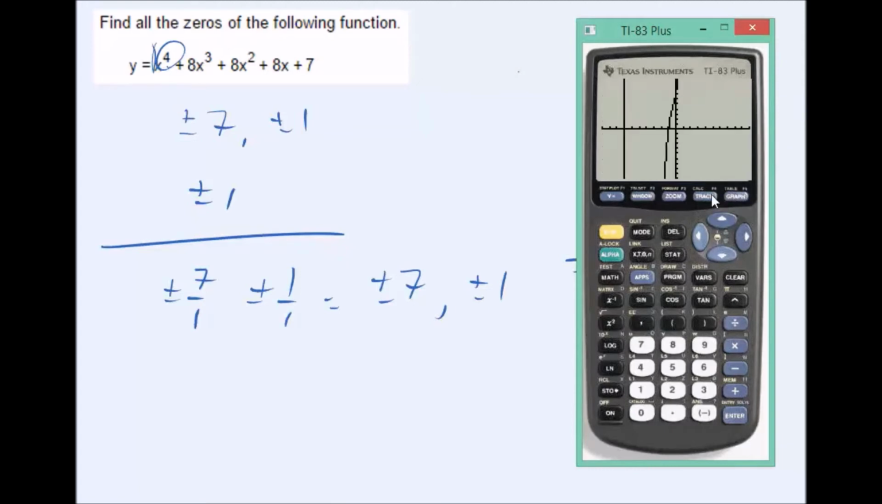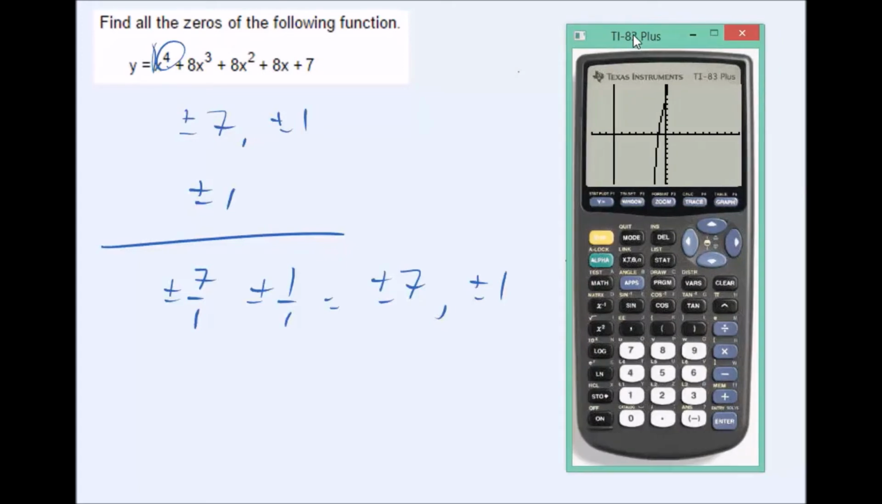We'll graph it. And it looks like this polynomial, we might have to zoom out a little bit to get a better picture here. So zoom out. Yeah, I'm going to zoom back in, but it looks like this one only crosses the x-axis twice. That means that even though it's x to the 4th, this polynomial has 2 real zeros and 2 imaginary zeros.